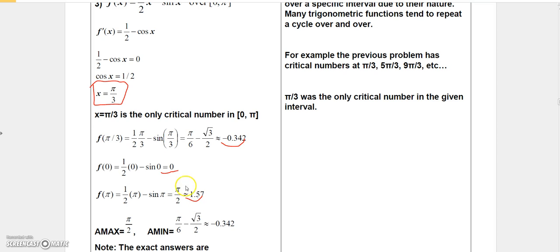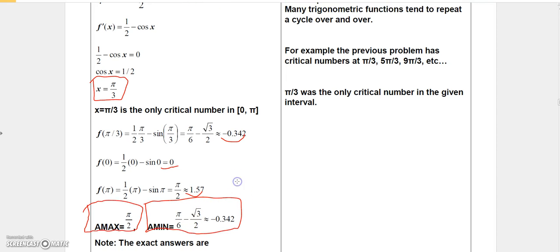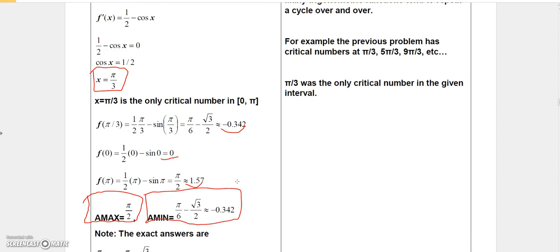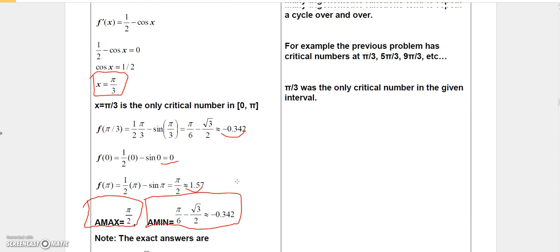So now look at these three numbers: 0, negative 0.342, and 1.7. The largest of these three numbers would be your absolute maximum. And so the absolute maximum is pi over 2. And then the smallest of these three numbers would be your minimum, and that's going to be this expression, pi over 6 minus square root of 3 over 2. And of course the maximum occurs at pi, and the minimum occurs at pi over 3. And so those are the exact answers. I didn't use the approximation. I went ahead and gave the exact answers.